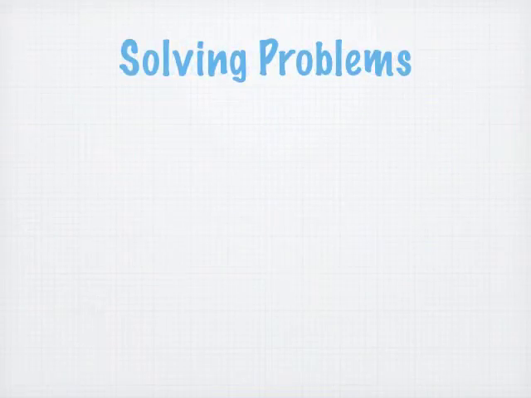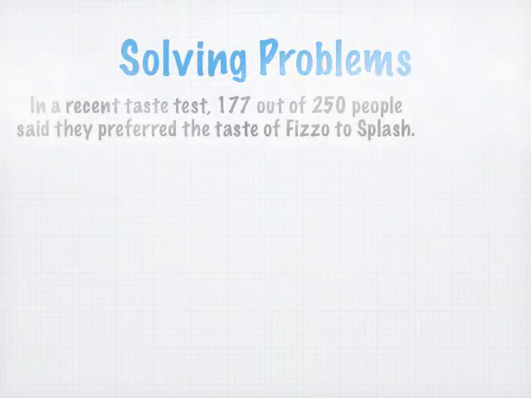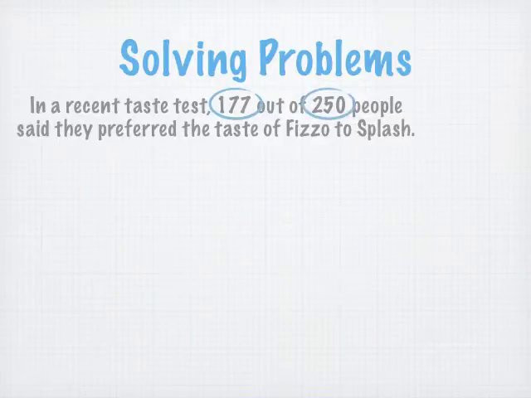Now, obviously, we're going to need to solve some problems. Very important skill to have. So here we have, in a recent taste test, 177 out of 250 people said they preferred the taste of Fizzo to Splash. What's the important information here? Well, 177, 250, and then the names of the things. We don't really need to notice that it's recent or that it's a taste test. We just need to have that percent there.